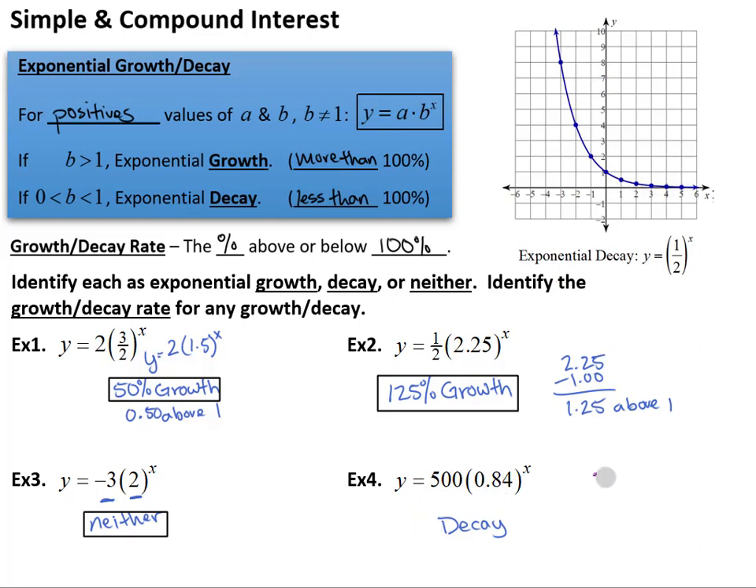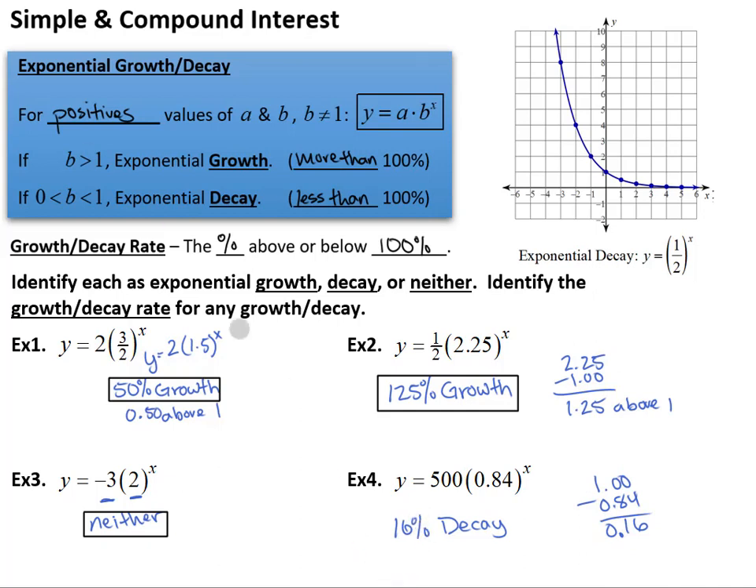So how far below 1 are we? Well, let's take 1 and subtract 0.84. And if you do your bunch of borrowing here, we get 0.16. We are 0.16 below 1. So we'd say this is a 16% decay rate. It's decaying at a rate of 16%.